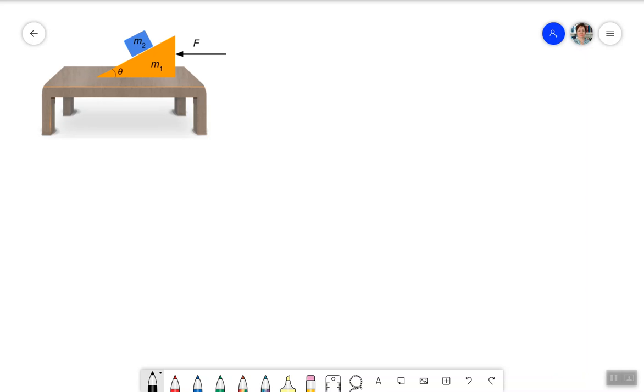Okay, this is a problem that we did about a block on a ramp. And this time the ramp is on a table. All surfaces are frictionless, so the ramp can move on the table and the block can move on the ramp. And the question said, find a horizontal force F such that the block does not slide.